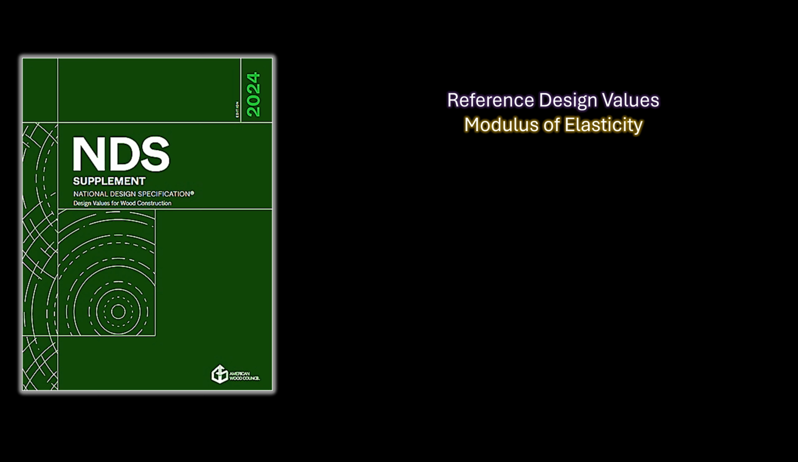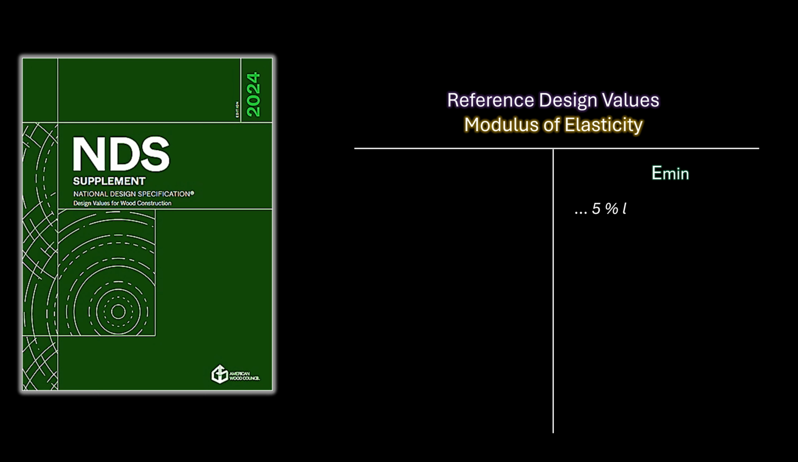For modulus of elasticity, the NDS Supplement tabulates two values for all species and lumber grades provided in the reference design value tables. One of those is a minimum value of modulus of elasticity known as E-min, which represents a 5% lower exclusion value on pure bending modulus of elasticity and a 1.66 factor of safety.